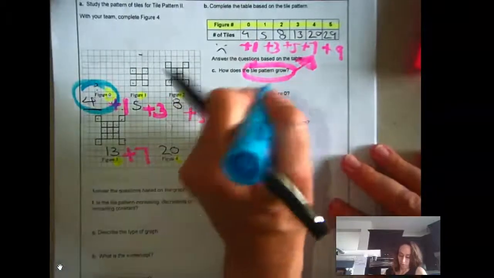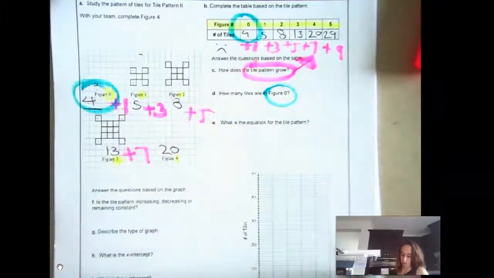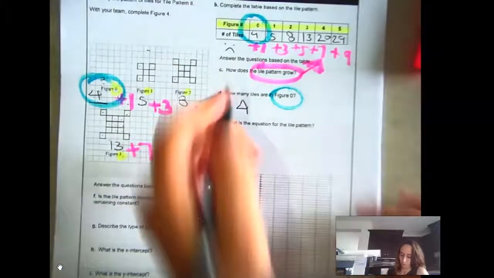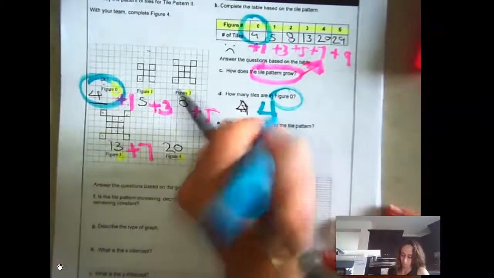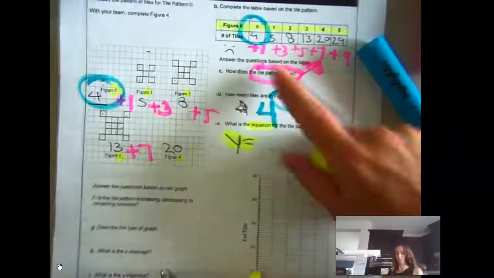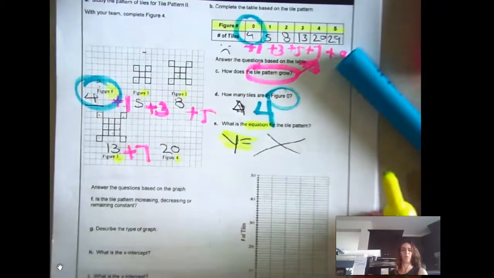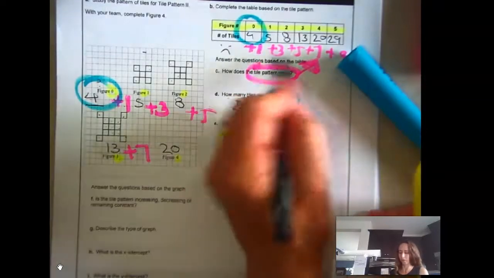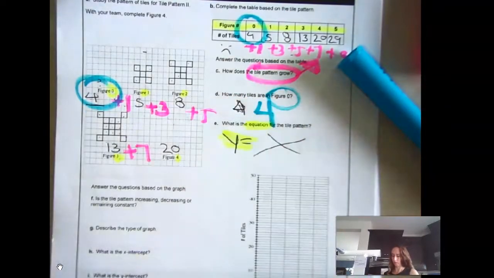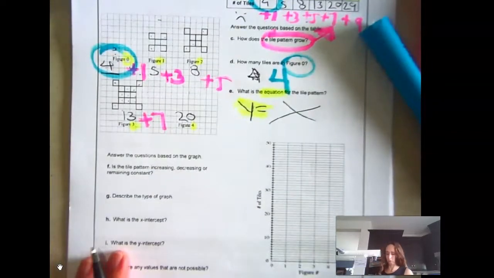So figure 0 here. So 4. Oops. Okay. The equation, we know equations start with y equals, but look at this. Do I put the 1? Do I put the 3? I can't do it, because which one do I use? Okay? But let's look. We can answer these questions.